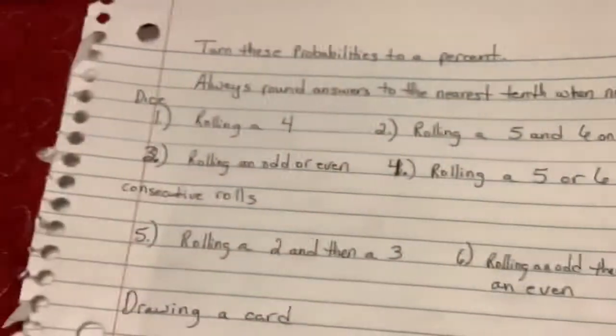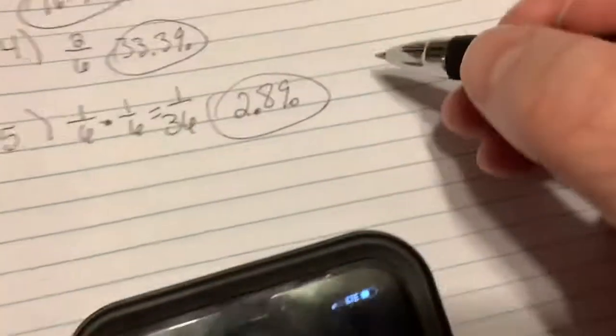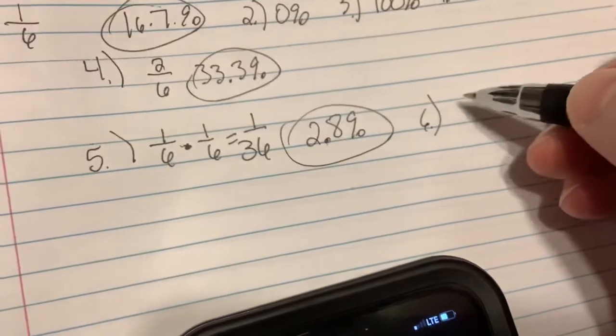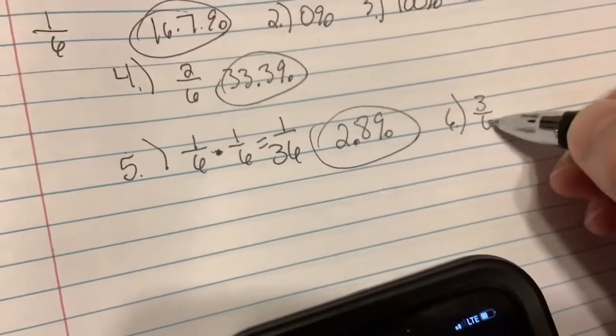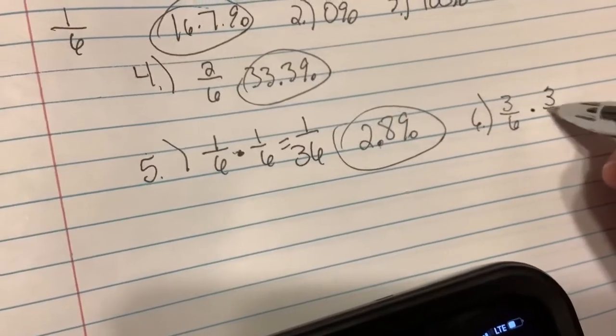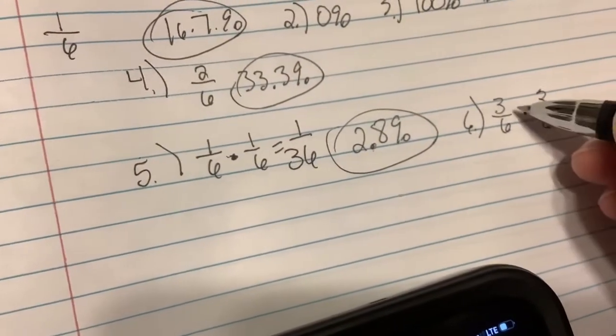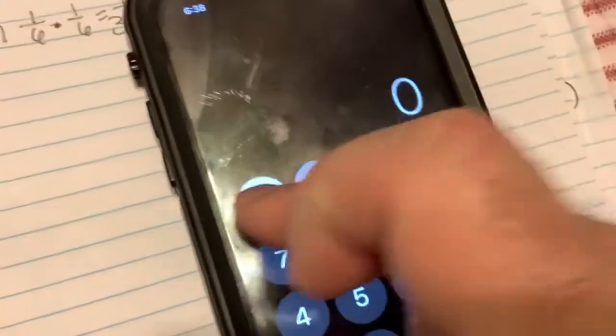Okay, very small chance. Number 6, rolling an odd, then rolling an even. Now that's a little bit different than the one we did that was 100%, because you're going to roll an odd the first time, which is a 3 out of 6, because there's 3 odd numbers. And then rolling an even, which is also a 3 out of 6, and you're going to multiply these. So 3 times 3 is 9, 6 times 6 is 36, and then you divide 9 by 36, which should be 25%. 25%. Okay.